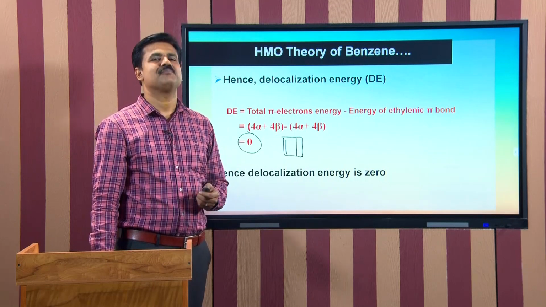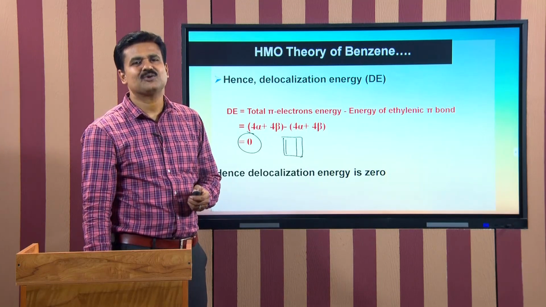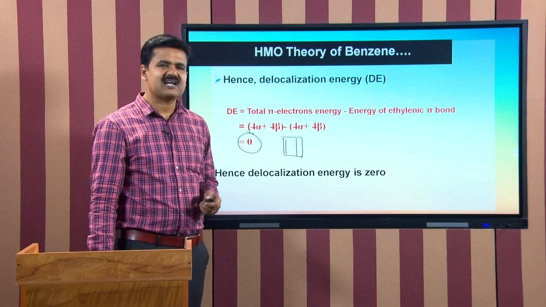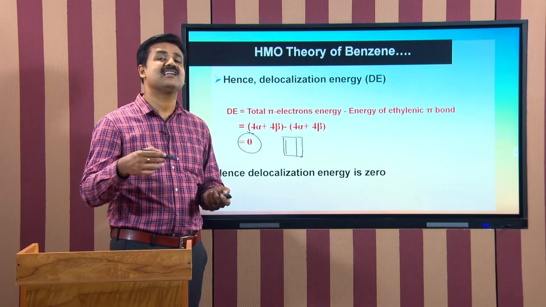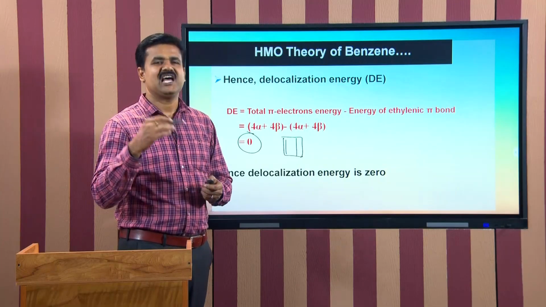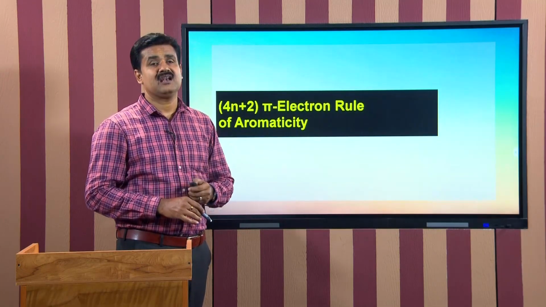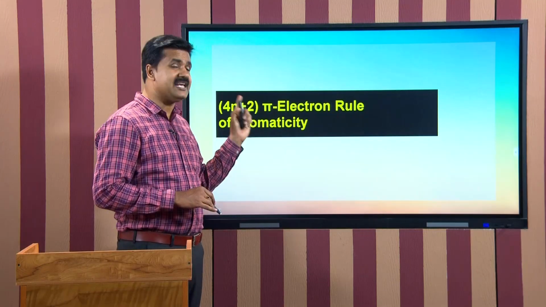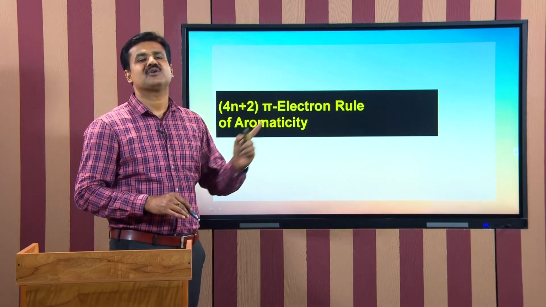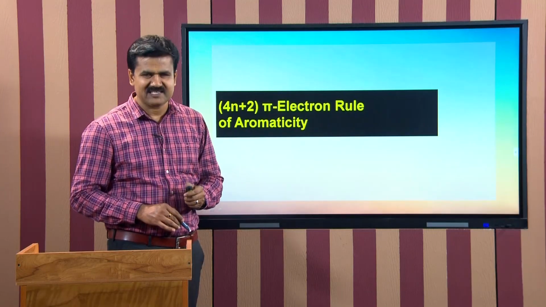But in benzene, we proved that the delocalization energy is equal to 2 beta. Hence, based on Huckel theory, it is possible to evaluate the delocalization energies of several cyclic conjugated systems. And based on this, Huckel put forward a very important rule. That rule is called Huckel's 4n plus 2 pi electron rule of aromaticity.